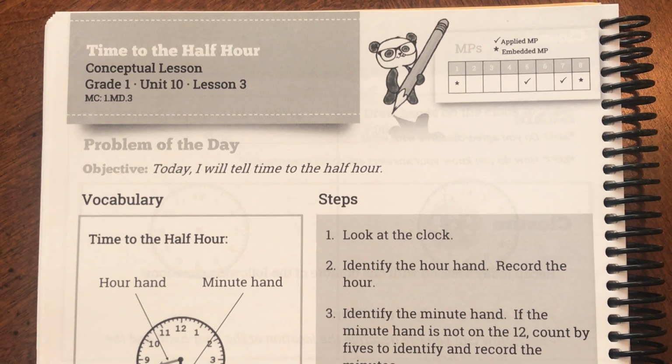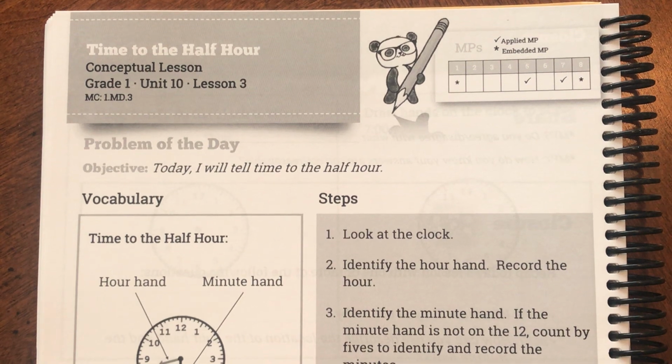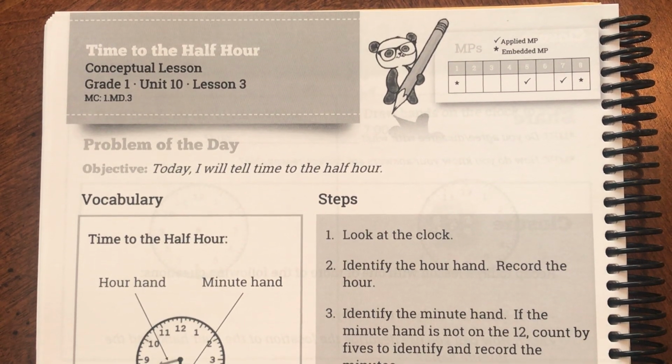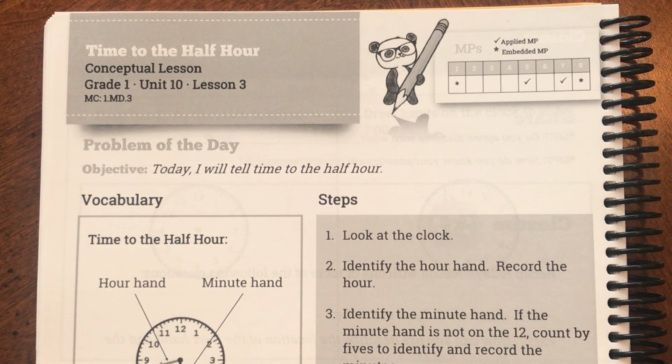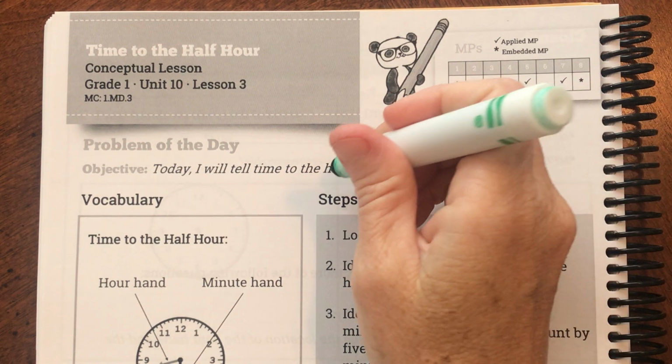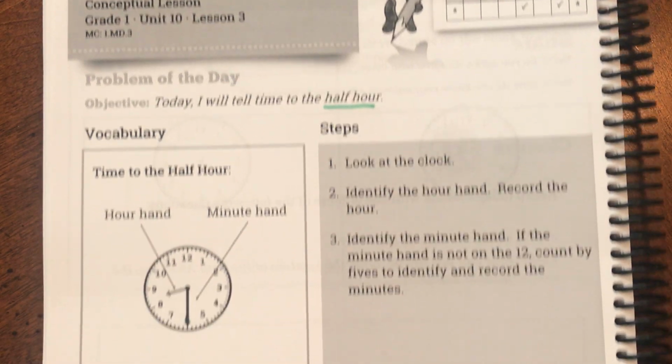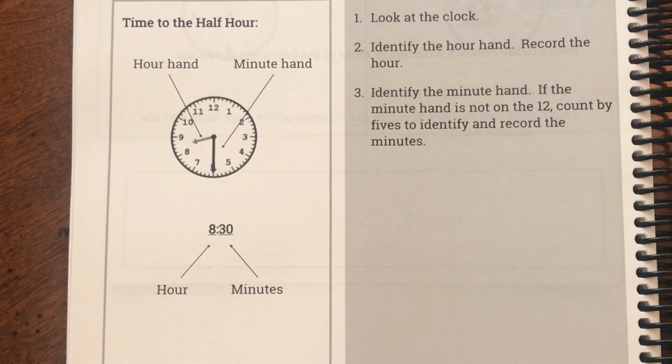Today we are on page 179 of your student journal, and we are on lesson 3. So today we're actually going to be doing something a little bit different. Our objective says, today I will tell time to the half hour. To the half hour. So let's look at our vocabulary first and see if we see something a little bit different.